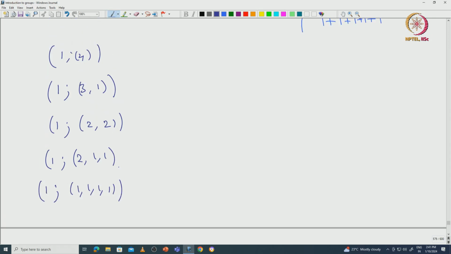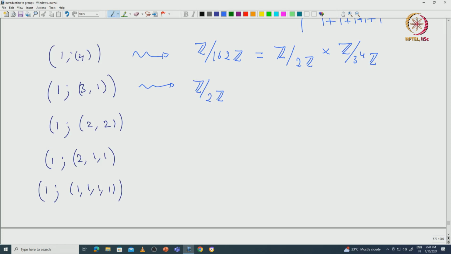So, this is the fifth one. Let us see what will be the corresponding group. This will be just Z modulo 162 Z. And what about this? If you write it in the prime power form, it is Z modulo 2 Z cross Z modulo 3 power 4 Z. So, let us write it in the prime power form. This is Z modulo 2 Z cross Z modulo 3 power 3 Z cross Z modulo 3 Z.